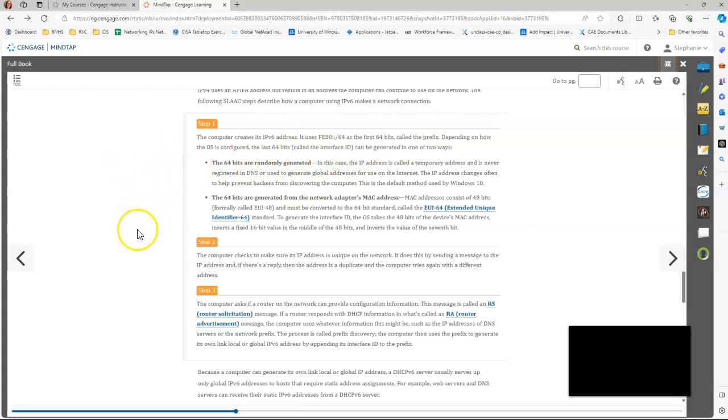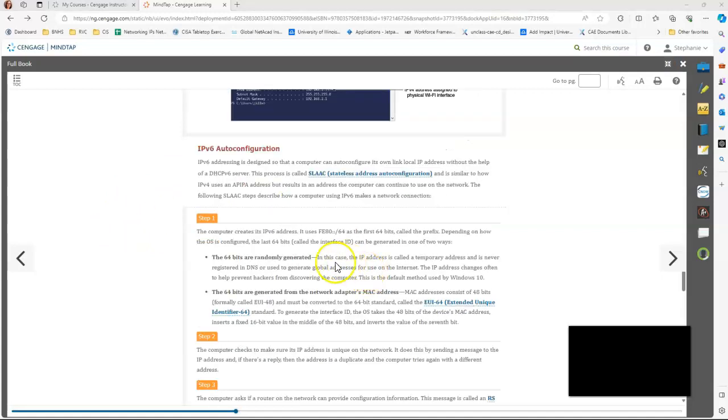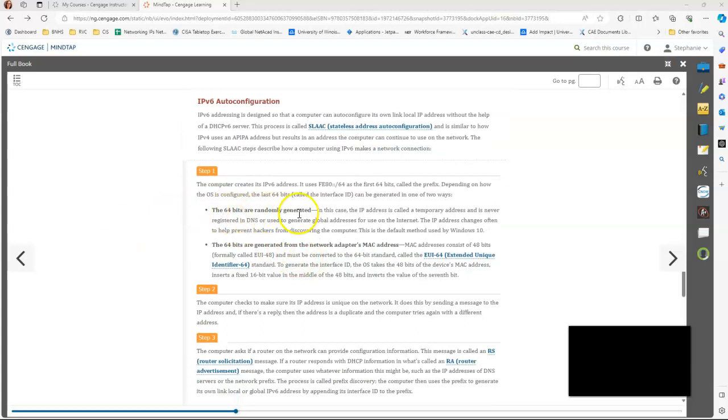And depending on how the OS is set up, the last 64 bits are going to be generated in 2 different ways. So the 64 bits are randomly generated, and it's a temporary IP address. It's not registered with DNS or used to generate a global address for the internet. So it changes to help prevent hackers from discovering the computer. This is the default method used by Windows 10.